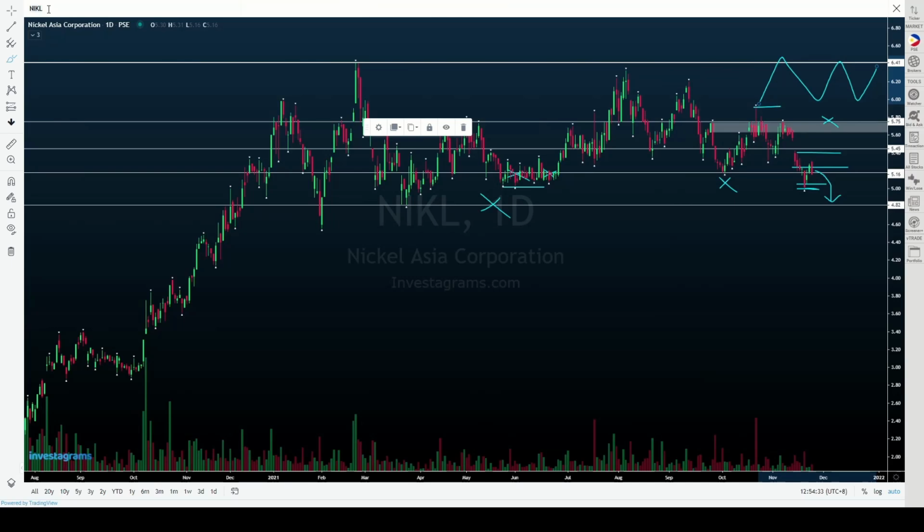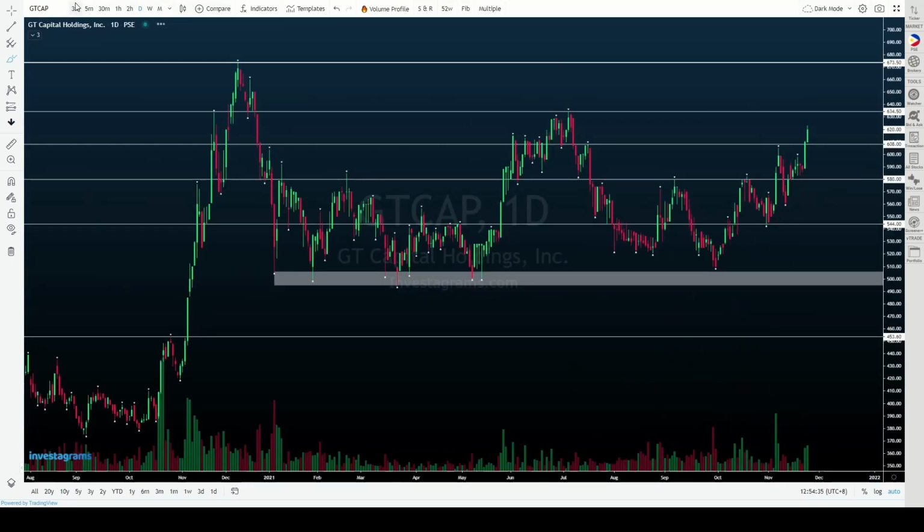Okay. Next, let's take a look at GTCAP. So GTCAP, may nagtanong sa comment section kung good buy na ba daw. I think nung nagtanong siya, price was around here, no? Somewhere there. So nagkaroon tayo ng brief pullback. The pullback came into this area of consolidation. Tas from there, we reacted higher.